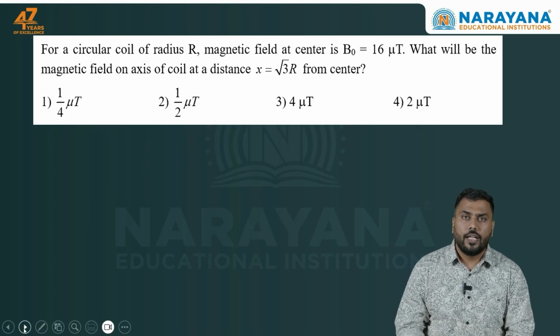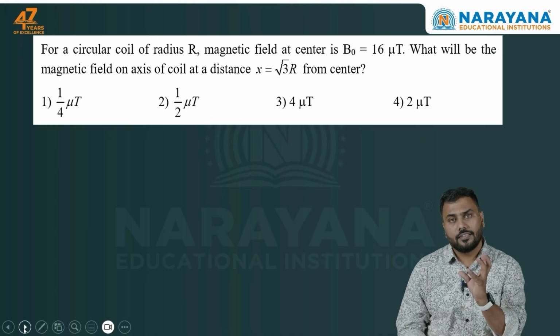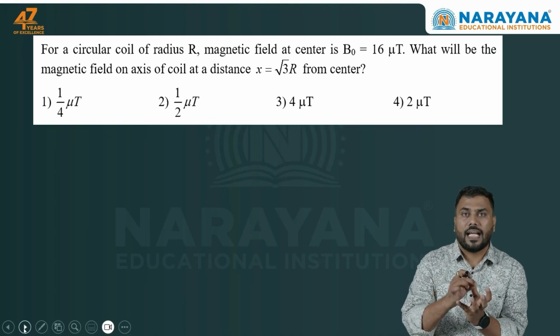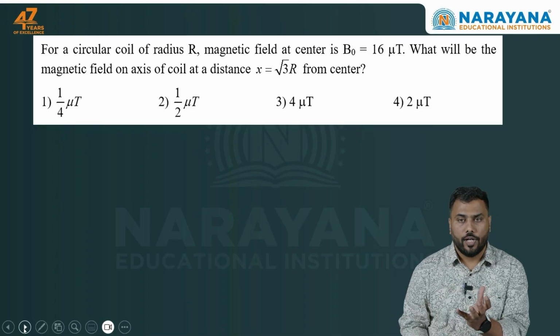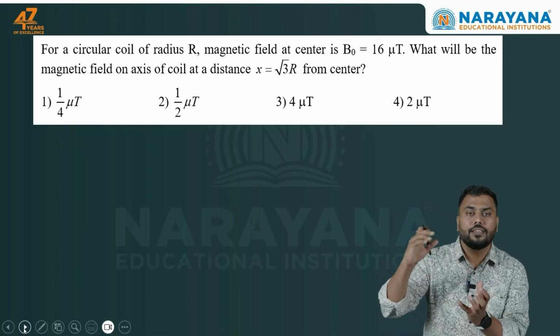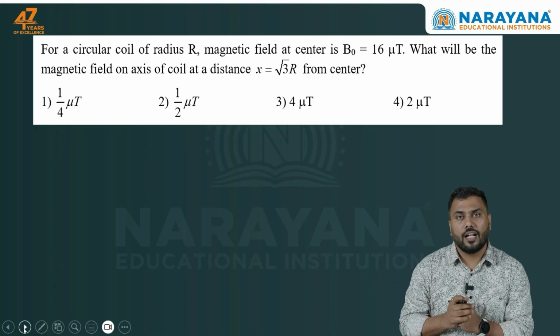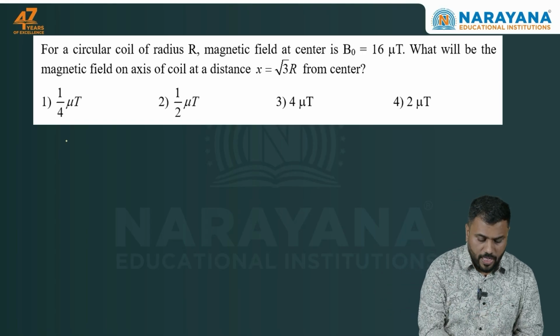Next question is from magnetic effect of current. There is a circular coil whose center's magnetic field is given to you because of the current in the coil. They are asking the magnetic field at some distance from the coil. That distance is root 3 r along the axis of the ring, along the axis of the coil.